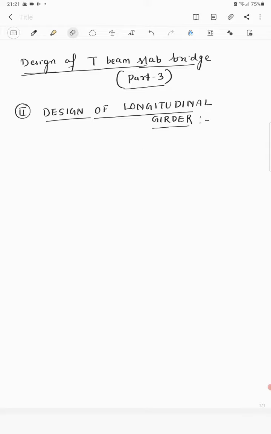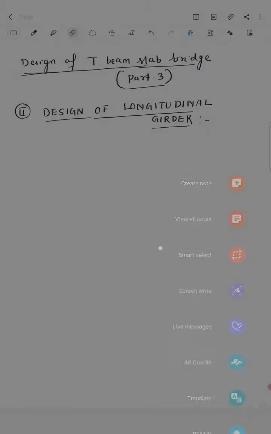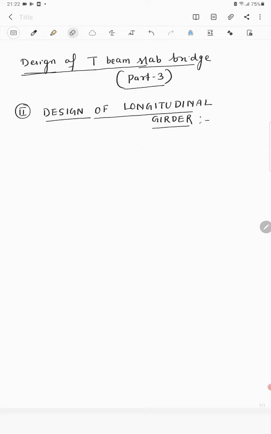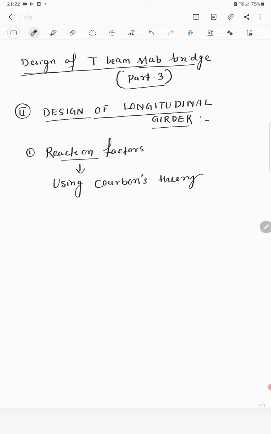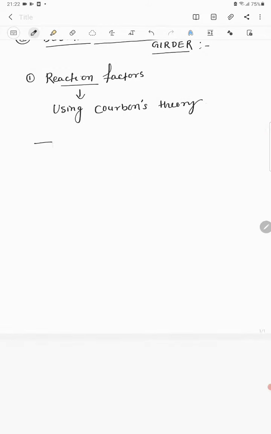So to design this longitudinal girder, we have to adopt Courbon's theory to find the reaction factors. So first we will find the reaction factors using Courbon's theory. So as per this theory, let's draw this diagram.